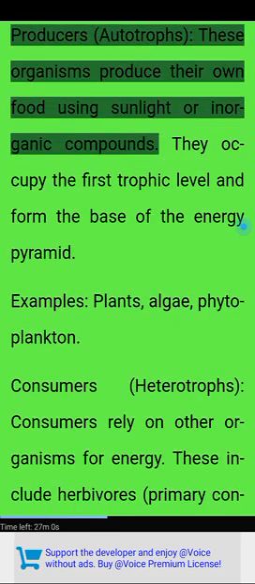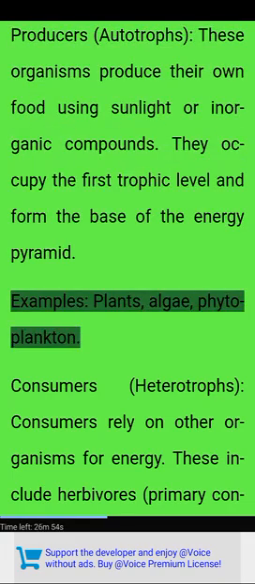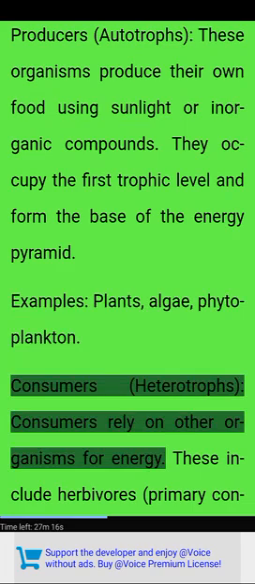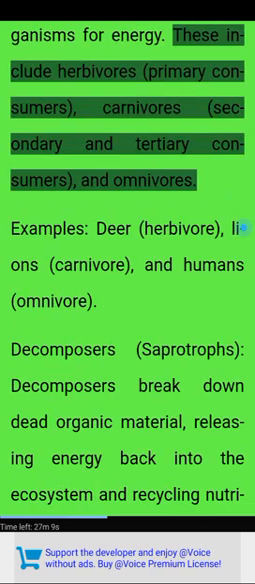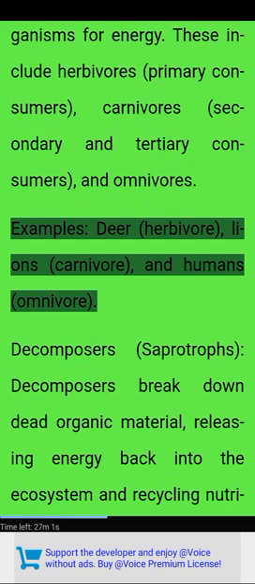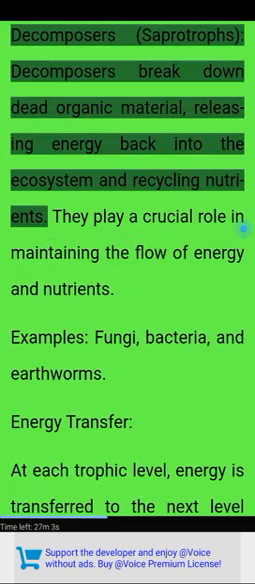Trophic levels. Producers, autotrophs: these organisms produce their own food using sunlight or inorganic compounds. They occupy the first trophic level and form the base of the energy pyramid. Examples: plants, algae, phytoplankton. Consumers, heterotrophs: consumers rely on other organisms for energy. These include herbivores (primary consumers), carnivores (secondary and tertiary consumers), and omnivores. Examples: deer (herbivore), lions (carnivore), and humans (omnivore).